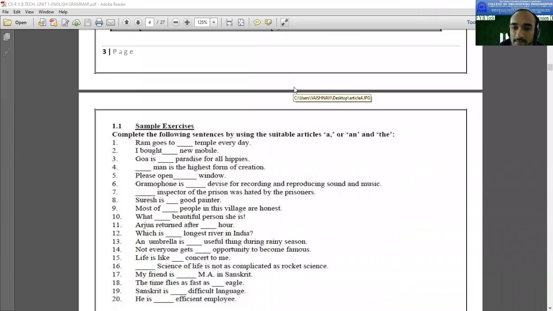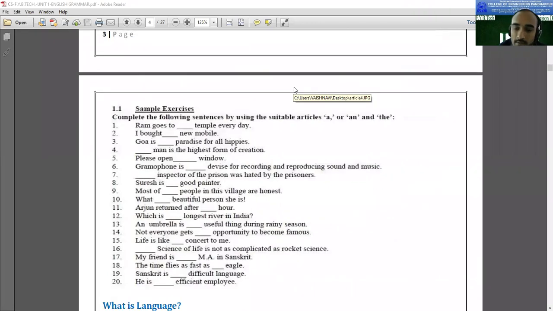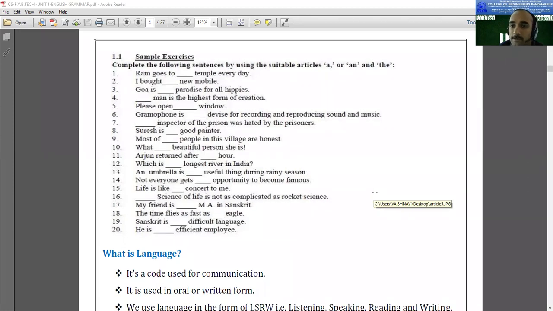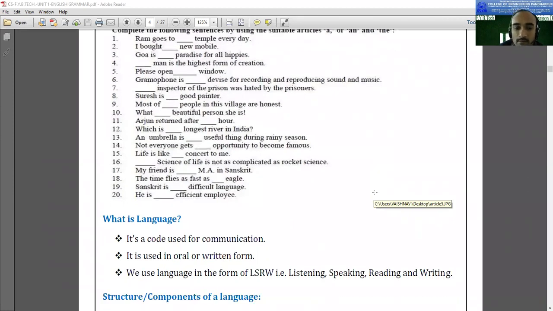This is the sample exercise. All of you, please solve this exercise as homework. I have shared the link of these notes in the teaching diary. From there itself, download this file and try to solve this exercise. We will discuss it in the next lecture. Okay, is it okay? Yes, sir.